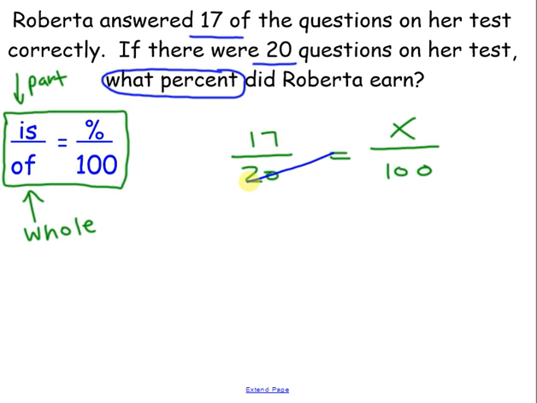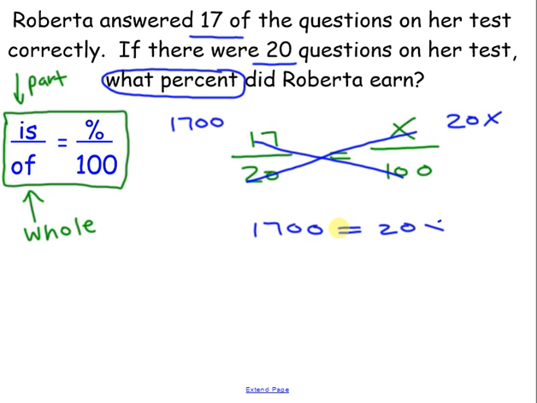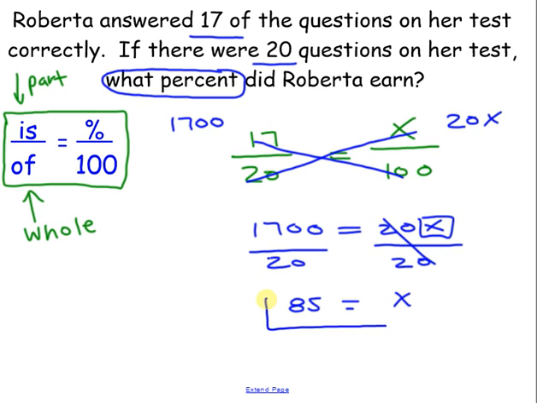Let's go ahead and cross multiply. 20 times x is 20x. 100 times 17 is going to be 1700. Let's rewrite it and set them equal to each other. All right, we're going to box the variable, divide by 20, which is the coefficient. These 20s cancel. You're left with x equals 1700 divided by 20, which is going to give you 85. So what does this mean in terms of the problem? Well, 17 questions right out of a 20 question test is going to be an 85% for Roberta.